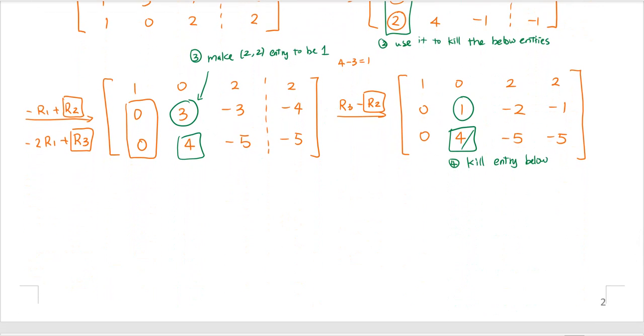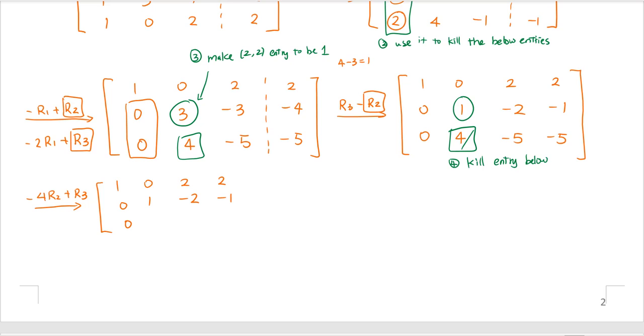Alright, let's see. Okay, how do we do it? Well, first row stays the same. Second row stays the same. And then we use 1 to queue the 4. How do we do it? We can use minus 4 times row 2 plus row 3. Okay, everyone?